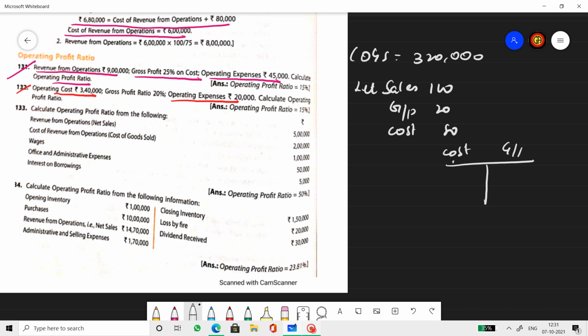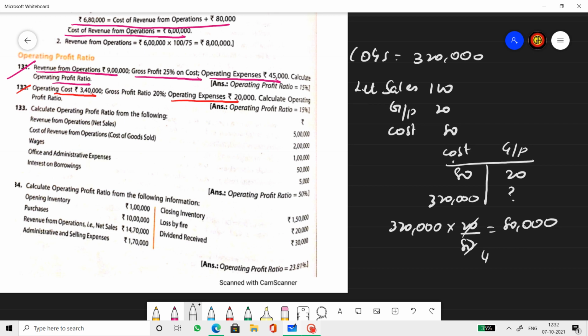GP: when cost is 80, GP is 20. So to have a cost of 3,20,000, what is the GP? 3,20,000 into 20 by 80, that is 1/4. So 3,20,000 divided by 4, which works out to 80,000.